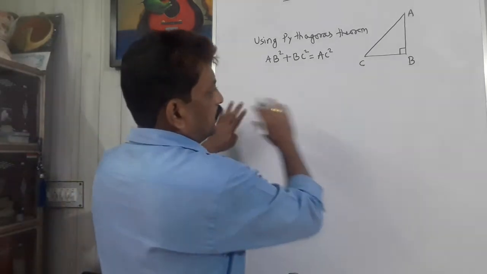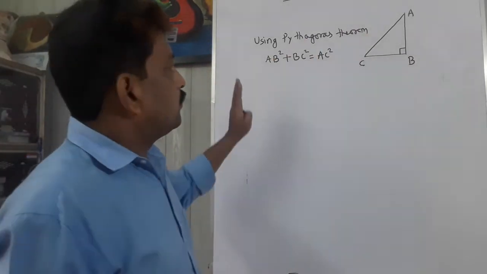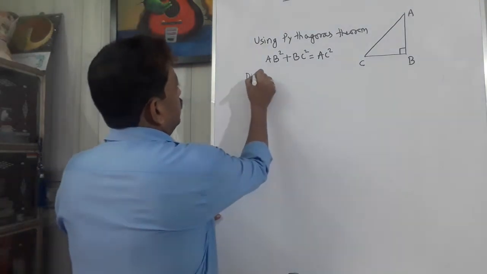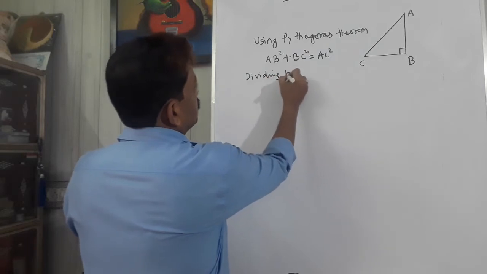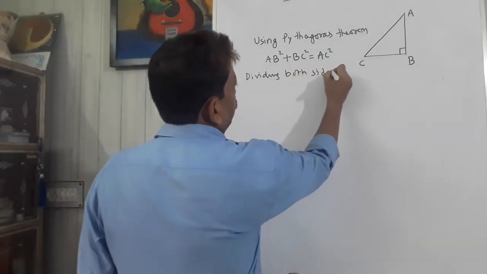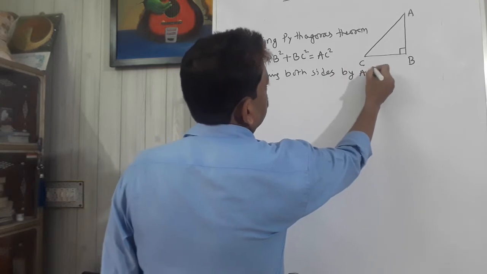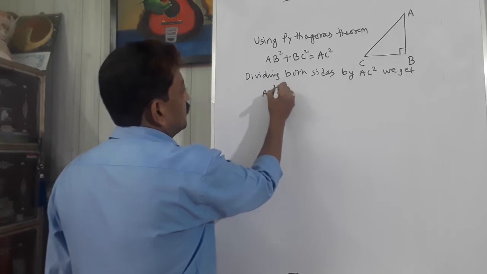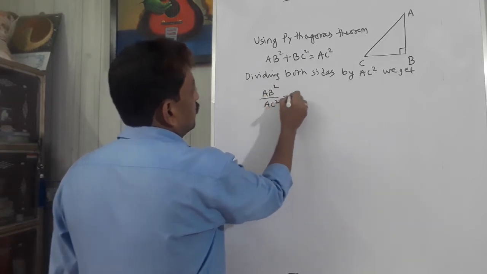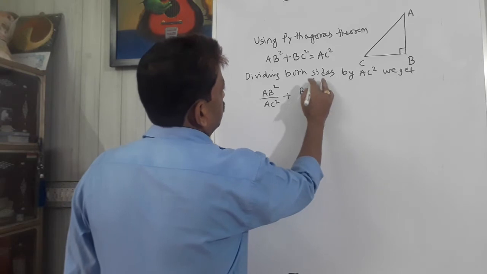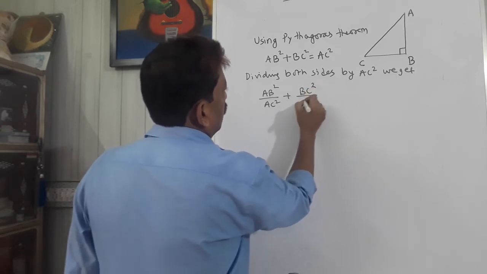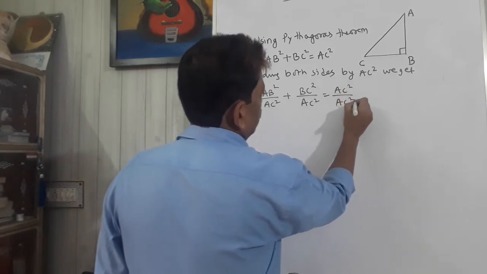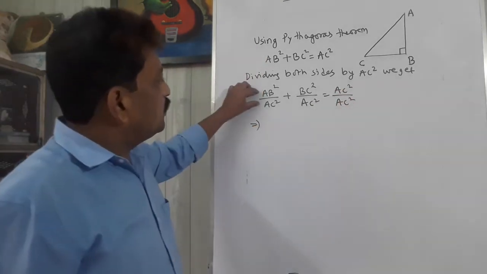Okay, now let me divide both sides of the equation by AC square. So dividing both sides by AC square, we get what we are getting here. So AB square by AC square plus BC square upon AC square equals AC square upon AC square. So AB square upon AC square.